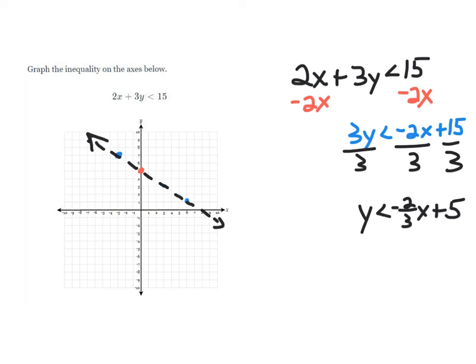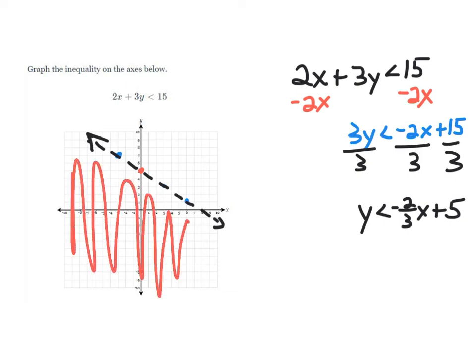And then we are also going to need to shade everything that is less than negative 2/3 x plus 5. The way we shade less than is to shade everything at the bottom. So I'm just going to do these quick lines here, and you can see that I've shaded everything that is less than.